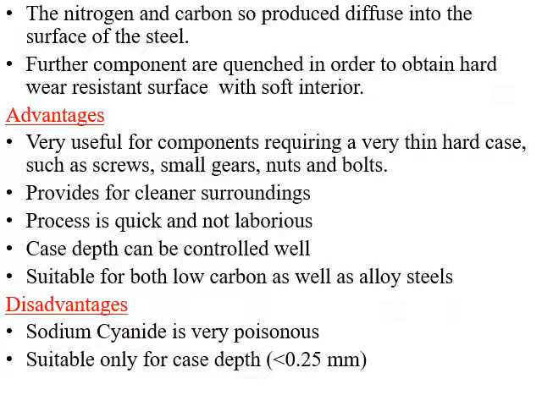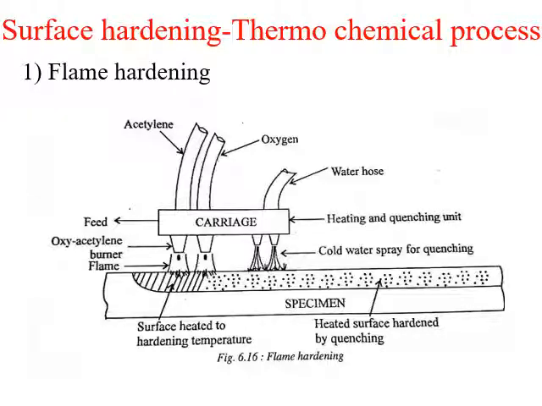Okay, so these are the three important methods, which we normally use as chemical methods: carburizing, nitriding, and cyaniding. One can take any one example and tell what the advantages and disadvantages are. Normally we get it.